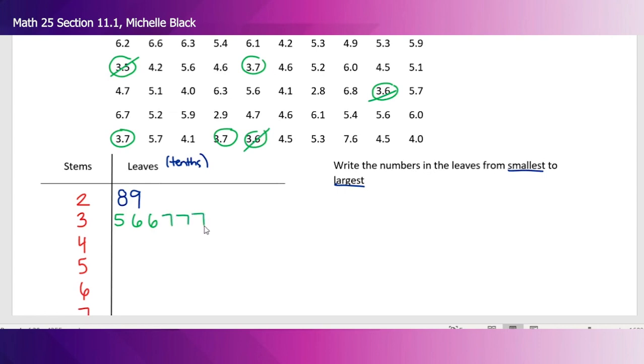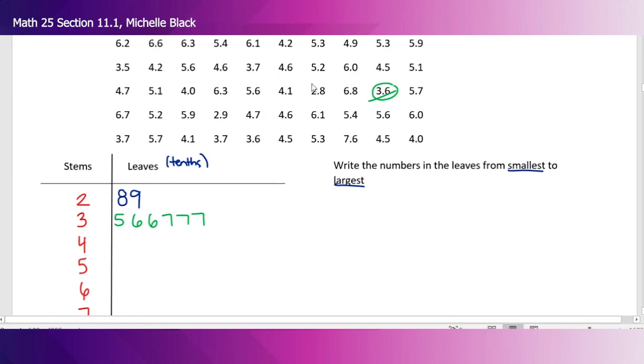And it's also important when you're writing out your leaves that you line them up with the number that was above them, because if you're very organized, it can give you a good idea about what your data would look like if it was graphed. So I want you to try to continue this on your own and go through and write out all of the leaves for each of these stems, again from smallest to largest, trying to make sure your numbers line up in the columns. So pause the video and then come back and check your work.